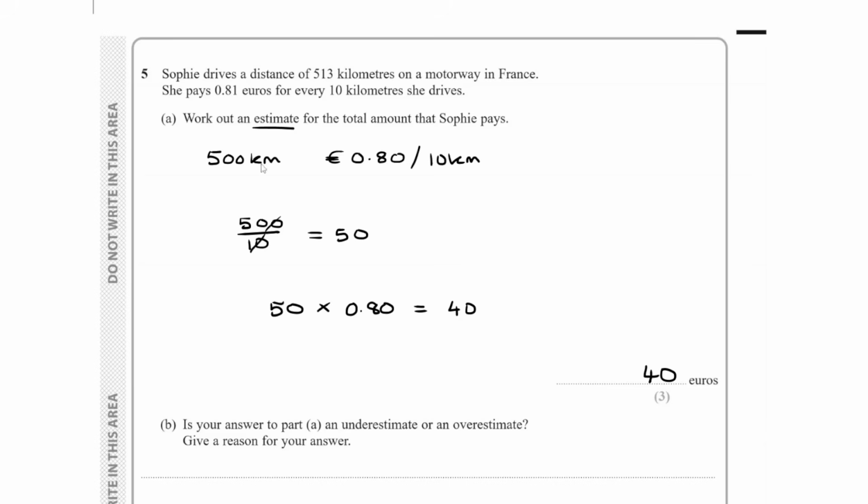Now, you do have to round at least one of the values, though. If you don't round any of it, you might lose a mark because it does say to estimate, and you haven't estimated if you've done it exactly. So I would round at least one of those numbers. They will also accept 40.5 euros if you did use the 0.81, but you rounded the 500, that's also fine. So 3 marks for that one.